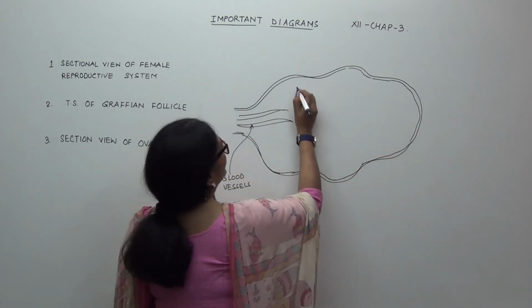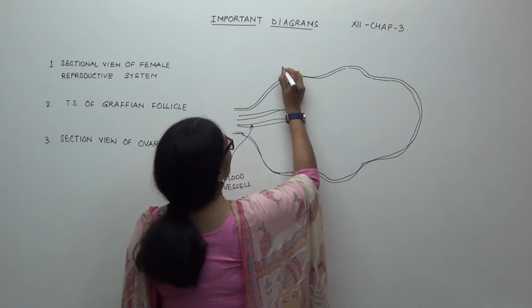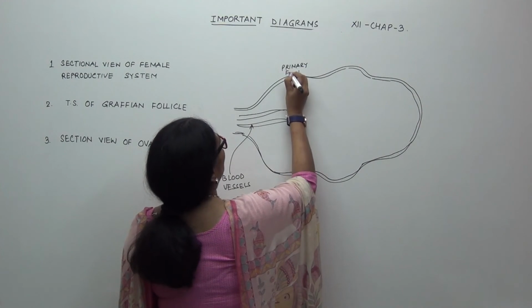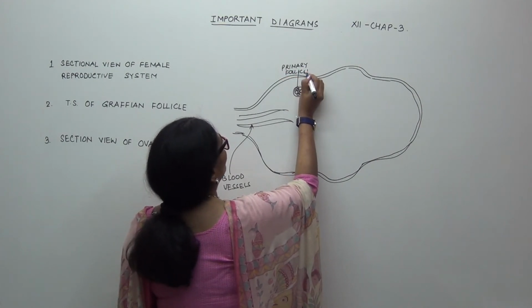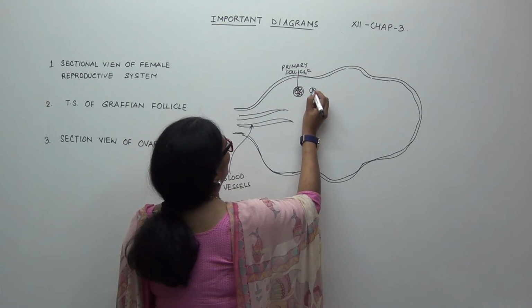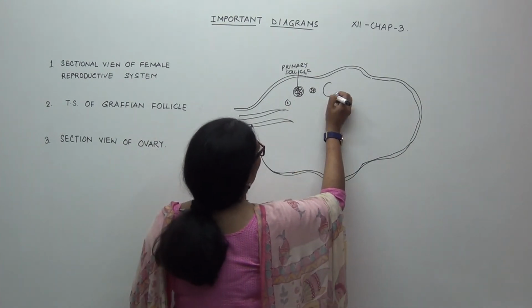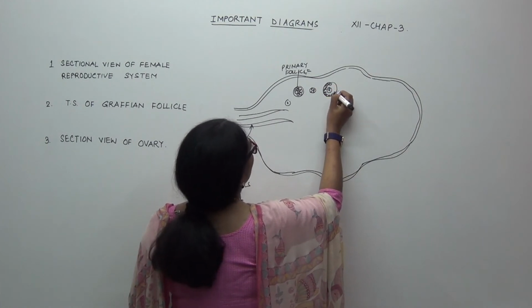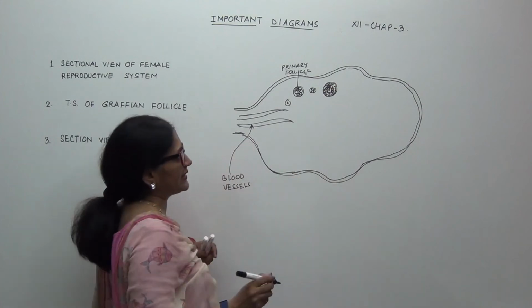Then here we will find the developing follicles. First it is the primary follicle. This is called primary follicle. The primary follicle will eventually develop into secondary follicle. Now you can make a few more small cells like this over here. This will form the secondary follicle, in which the number of granulosa cells increases. But there is no labeling of secondary follicle in your NCERT.